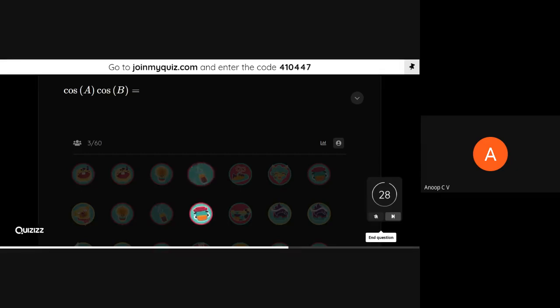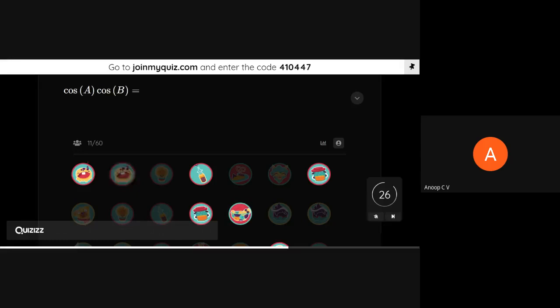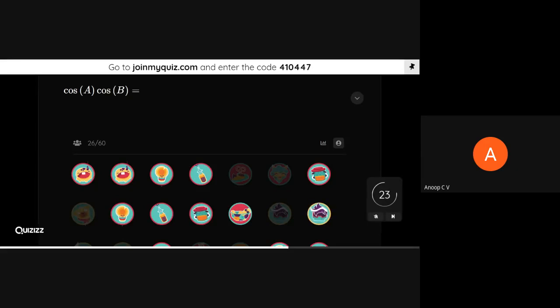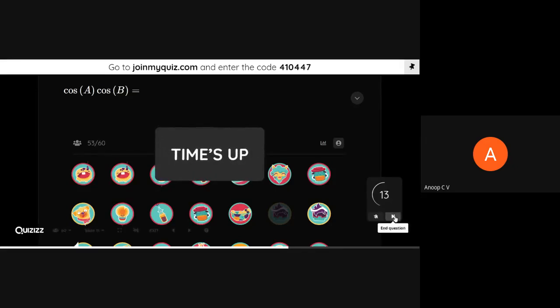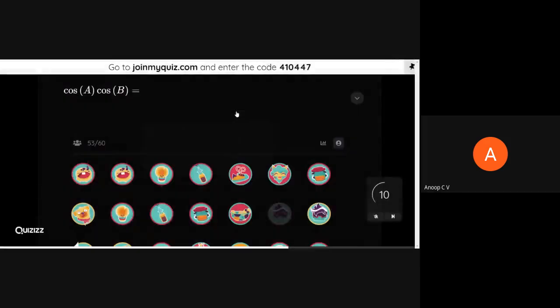So this is again a famous trigonometric relation, the product formula. Cos A cos B. Maybe you should be able to teach this to me better than I do it to you. So what is cos A cos B? Please forgive me if I made any typos in the options. Okay, so cos A cos B.